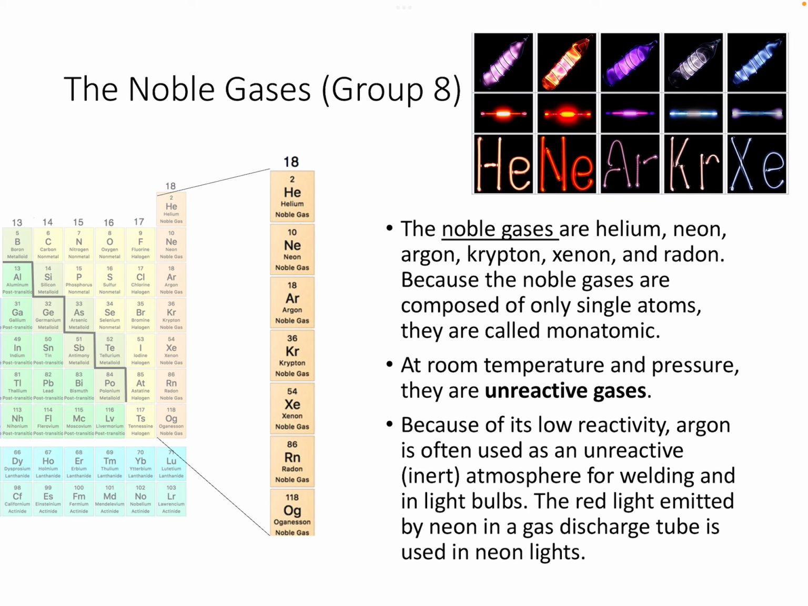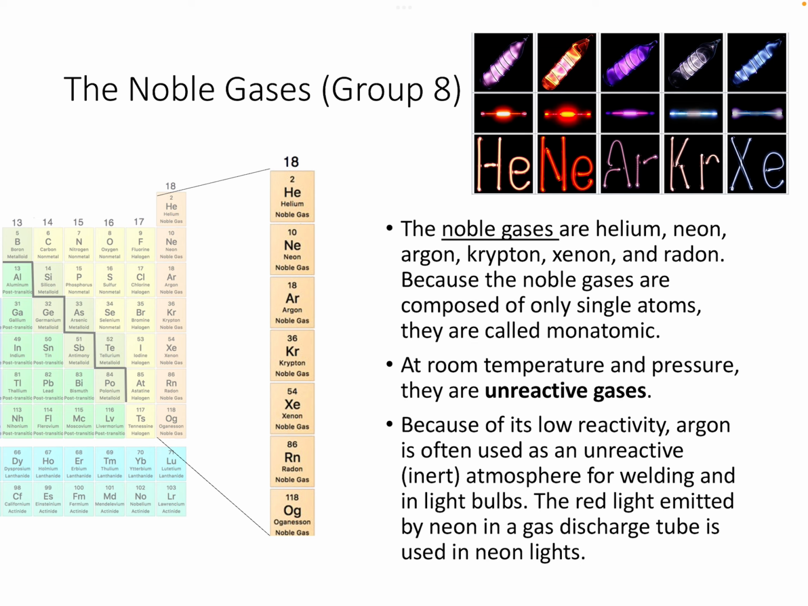Now, finally, we have our last group, group 8, the noble gases. Now, the noble gases are helium, neon, krypton. Oh, I skipped argon. Argon, krypton, xenon, and radon. Now, the noble gases are actually really, really stable on their own. So they exist as single atoms.